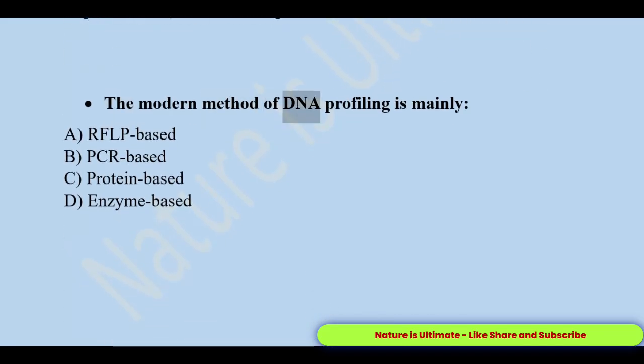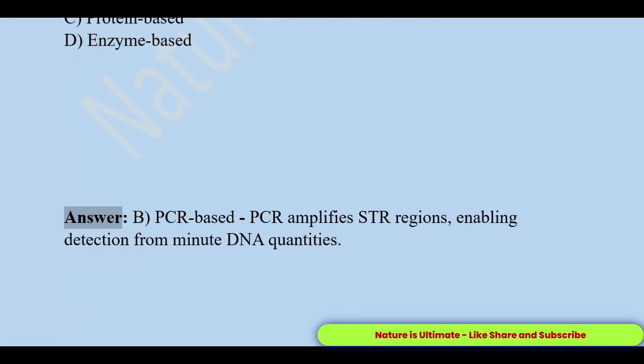The modern method of DNA profiling is mainly A. RFLP-based, B. PCR-based, C. Protein-based, D. Enzyme-based. Answer: B. PCR-based. PCR amplifies STR regions, enabling detection from minute DNA quantities.